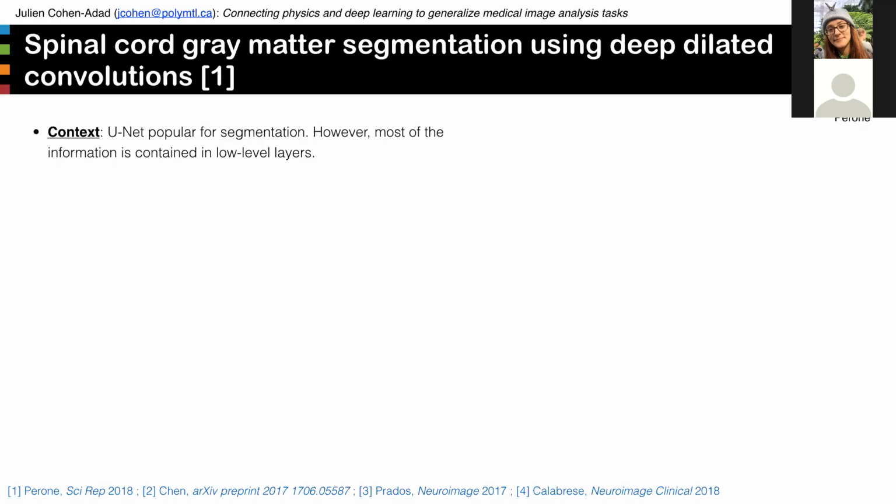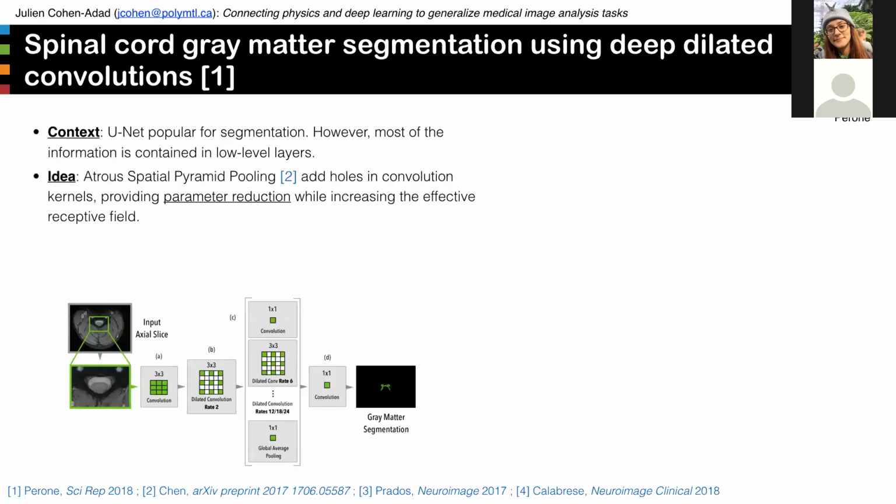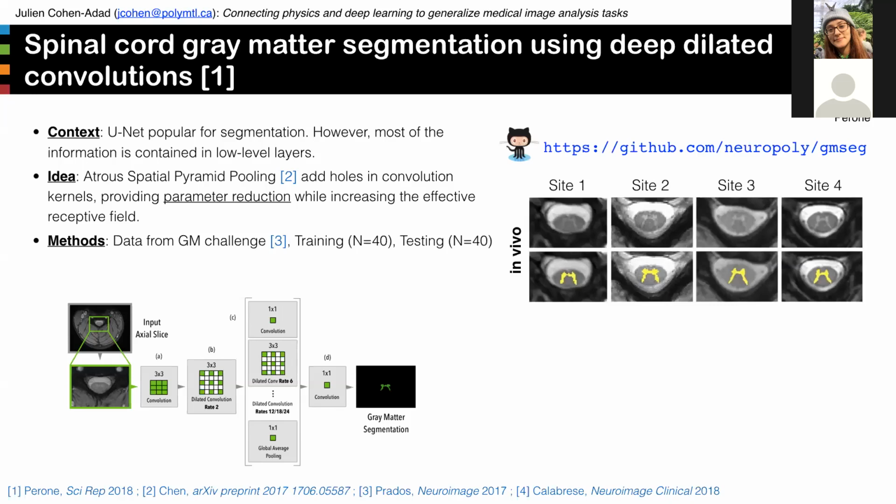The idea here would be to reach higher levels with fewer convolutions. That could be achieved with atrous spatial pyramid pooling, which adds holes in the convolution kernels, and that provides a parameter reduction while increasing the effective receptive field. We demonstrate the utility of this approach in a public database of spinal cord MRI data.